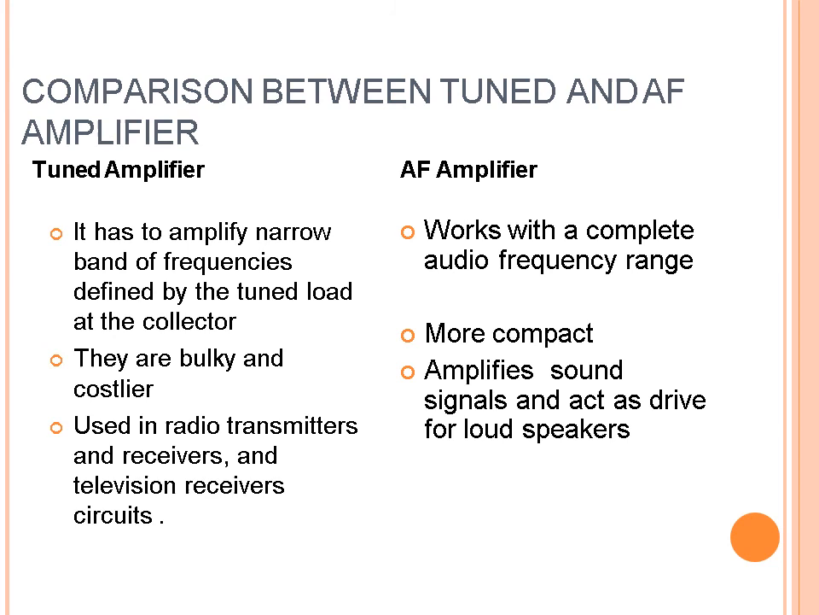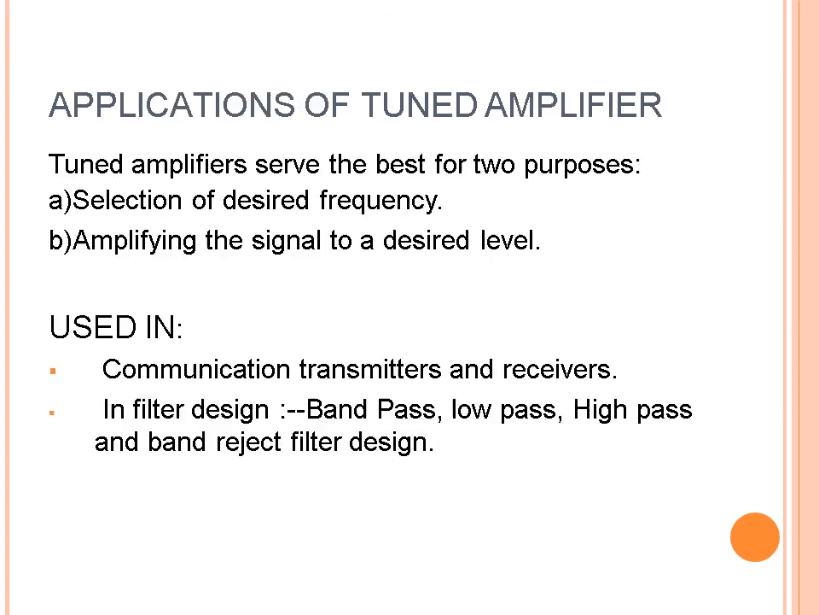So a comparison between the tuned and AF audio frequency amplifier is given here. The tuned amplifier has to amplify a narrow band of frequencies determined by the tuned load at the collector, whereas the AF amplifier works with the complete audio frequency range. The tuned amplifier is bulky and costlier, but the AF amplifier is more compact. The tuned amplifier is used in radio transmitter and receiver and television receiver circuits, but the AF amplifier can be used to amplify sound signals and act as a driver for the loudspeaker.